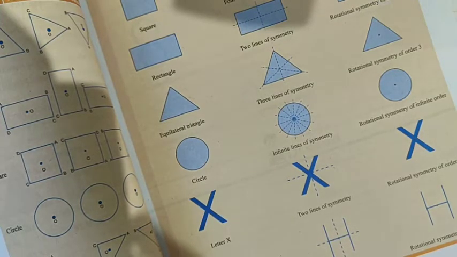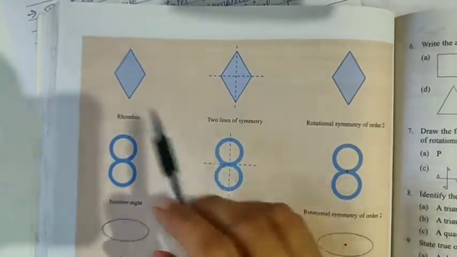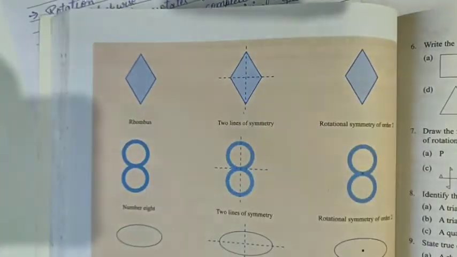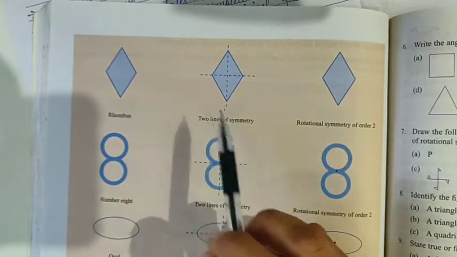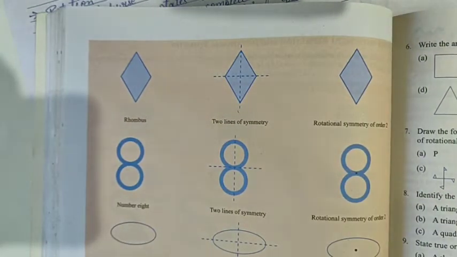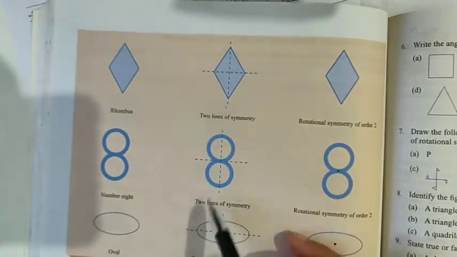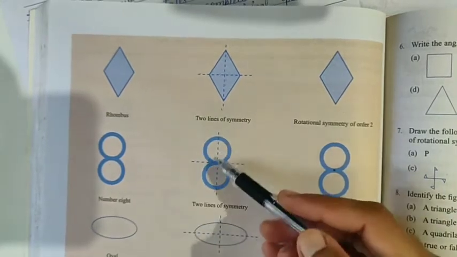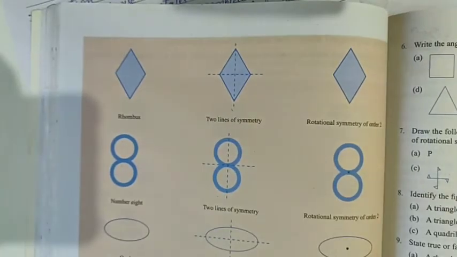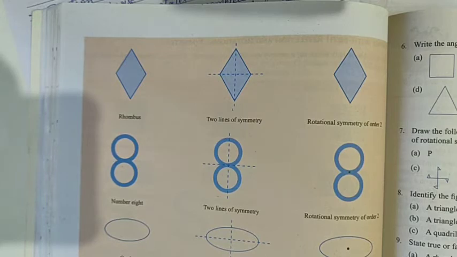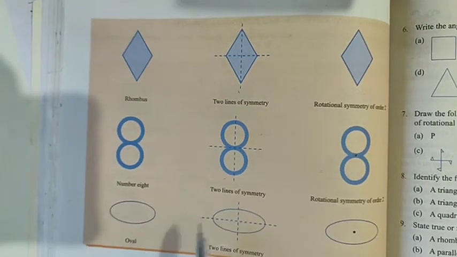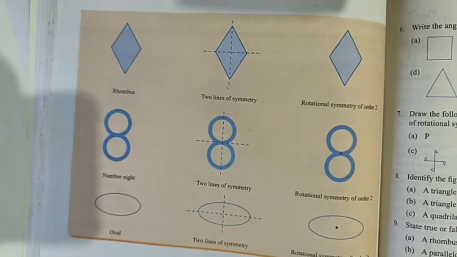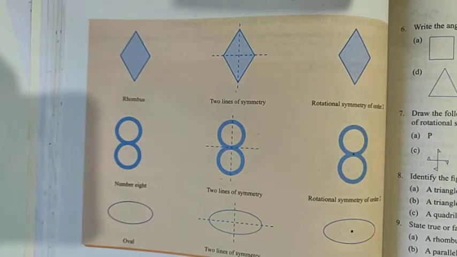This is rhombus. In rhombus, 2 lines of symmetry. This is vertical line and horizontal line of symmetry. So rotational symmetry of order is 2 in rhombus. This is number 8. These are 2 lines of symmetry. This part is same as this part and this part is same as this part. So 2 lines of symmetry and rotational symmetry of order 2. And this is an oval. So there are 2 lines of symmetry in an oval, and rotational symmetry of order is 2 in an oval.